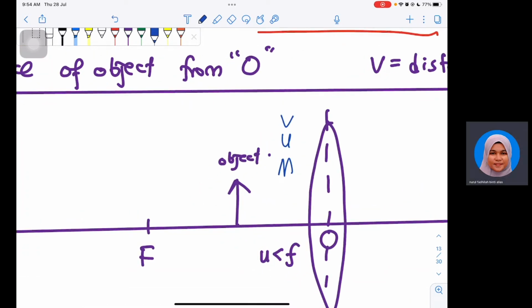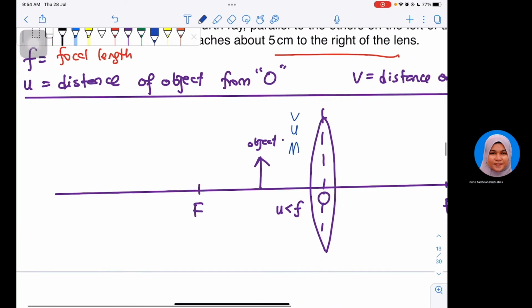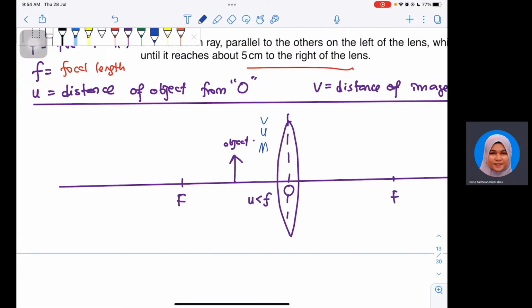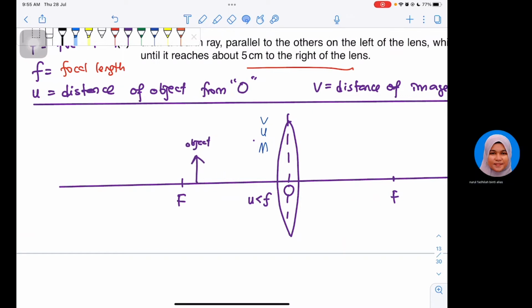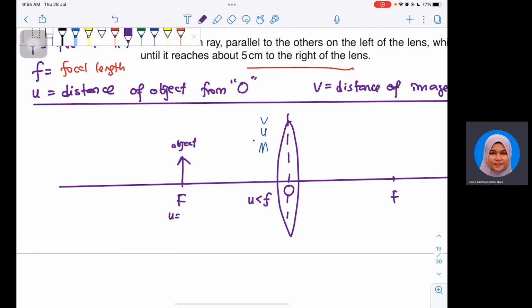Virtual, upright, magnified. VUM. Now, what happened? Dah habis masa ke kelas? What happened if the object is moved? Now it is exactly on top of F. So sekarang positionnya ialah U equals to F.